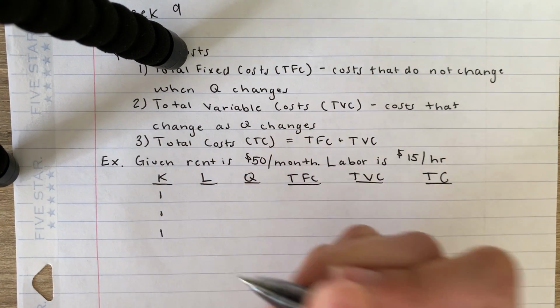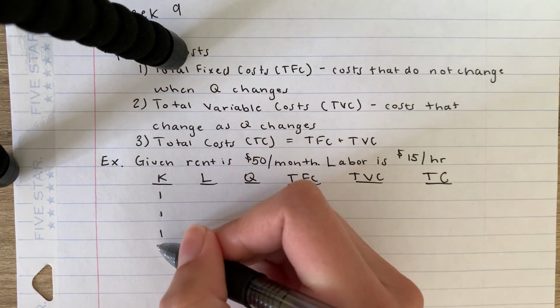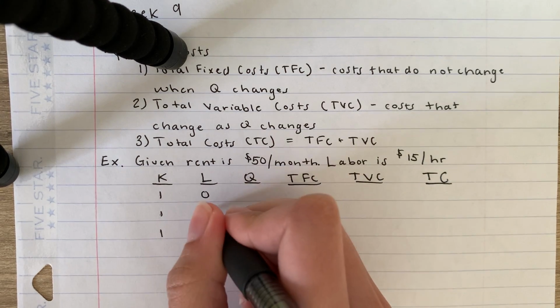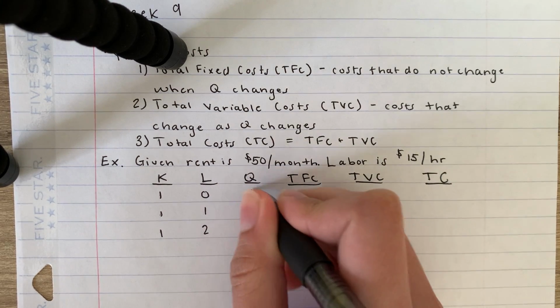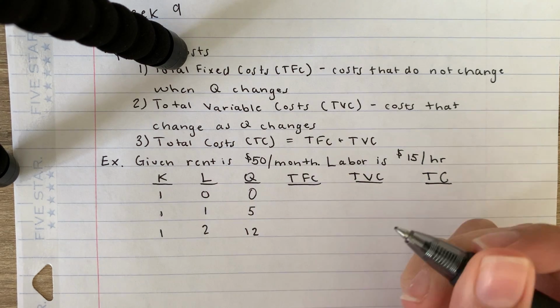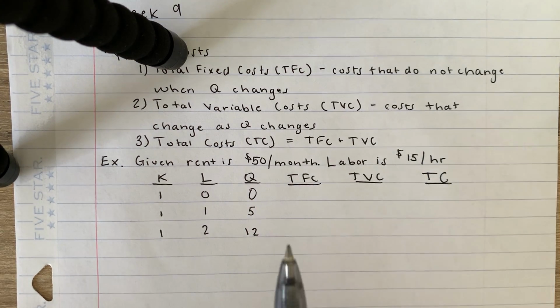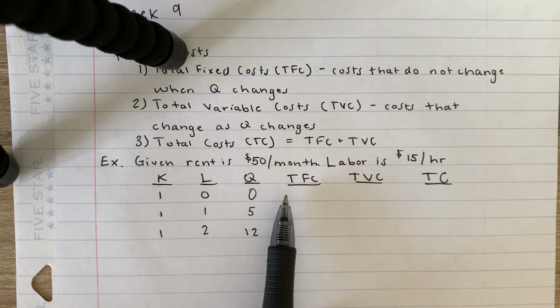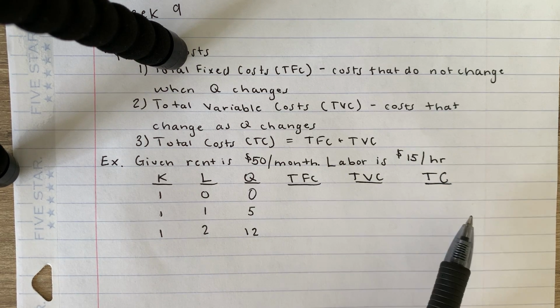So K is going to be 1. Since we're in the short run, K is the same. Labor, we have 0, 1, 2, producing 0, 5, 12. So we're trying to figure out what is the total fixed cost, what is the total variable cost, what is the total cost.